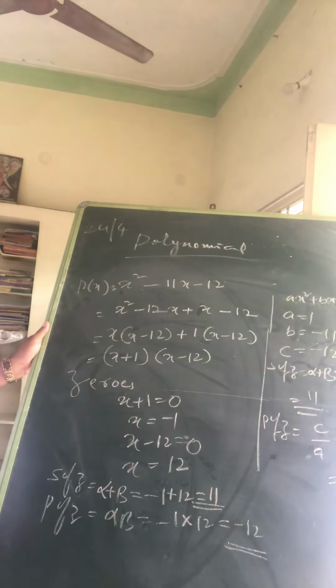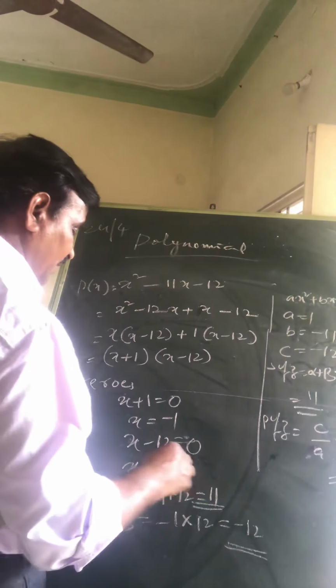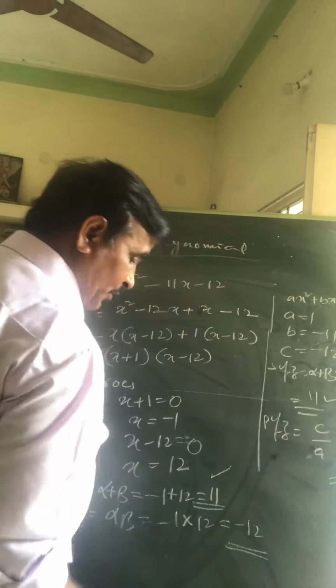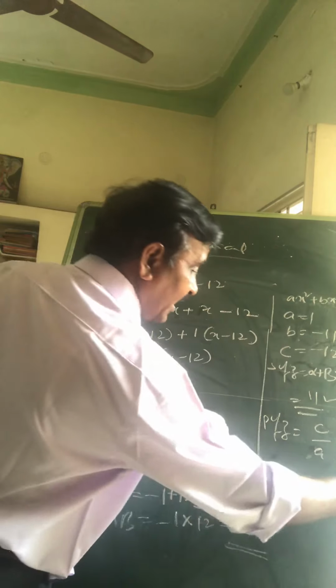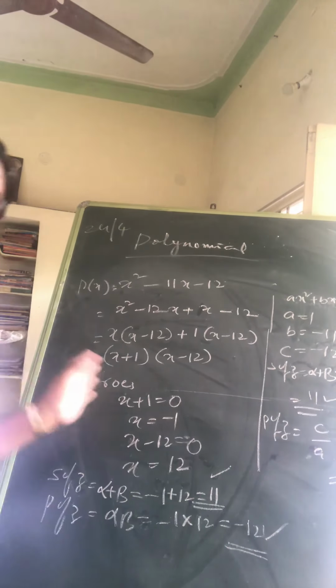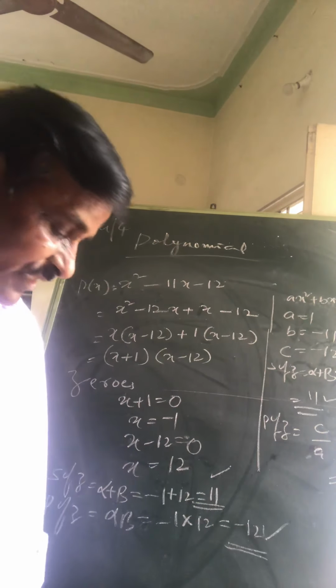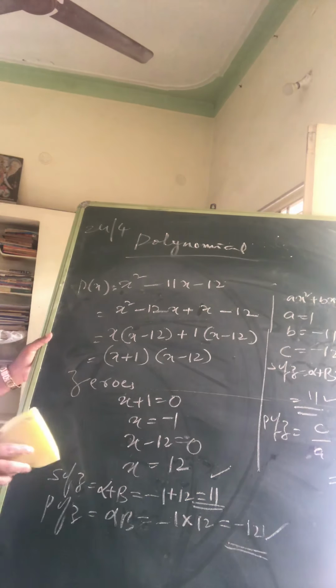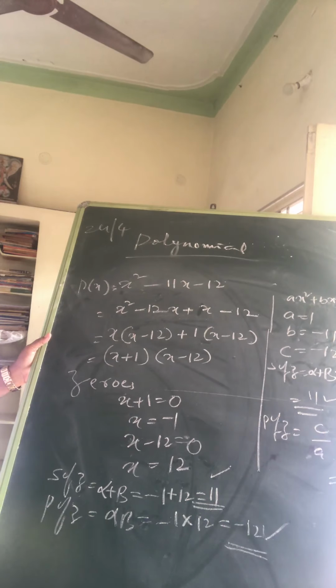Now you can verify the relation. Sum of the zeros, how much did you get here? 11, 11. Product of the zeros, minus 12 and minus 12. Okay, this is called the verification of zeros and their coefficients. This we have already learnt in the class, and based on this we are going to do some problems.